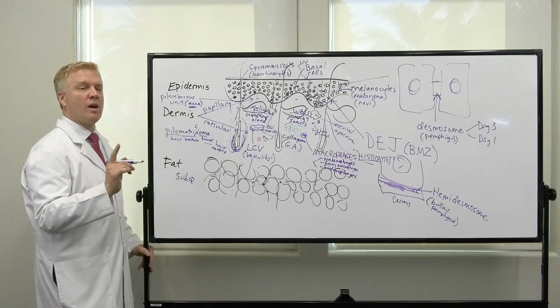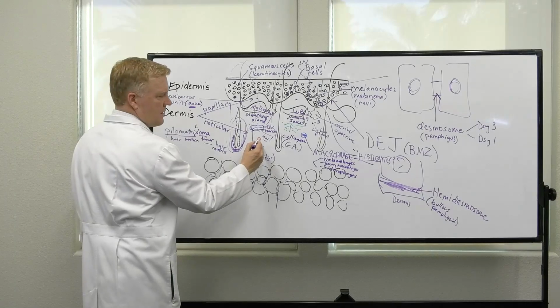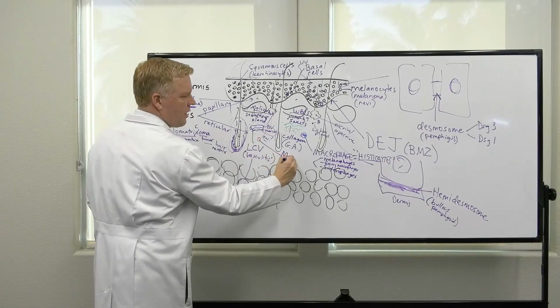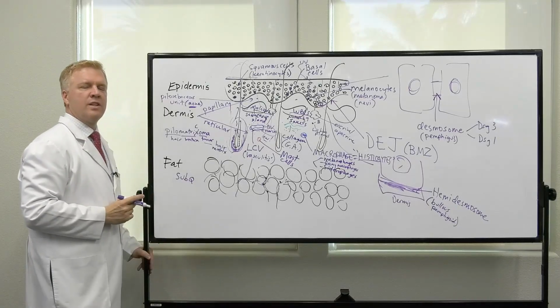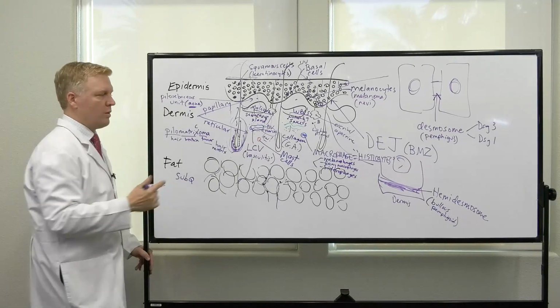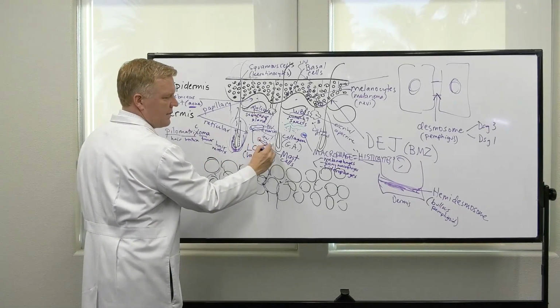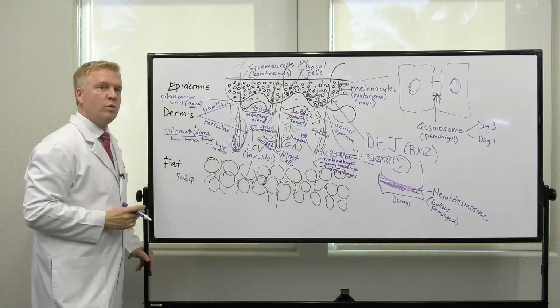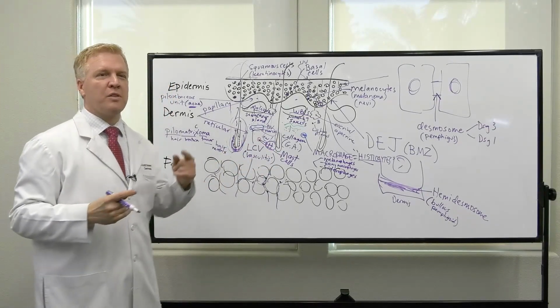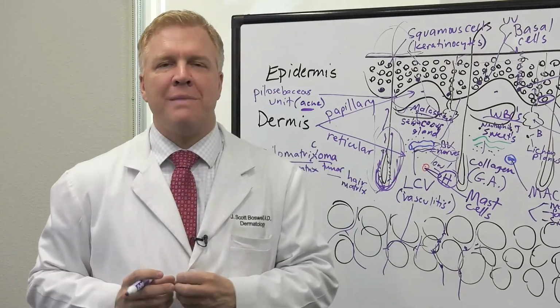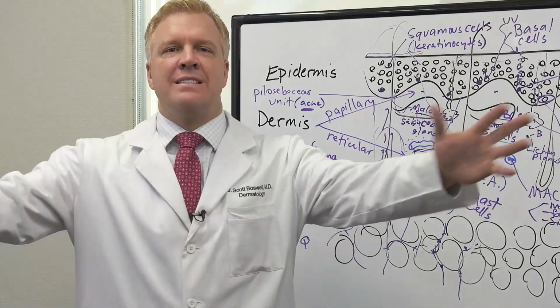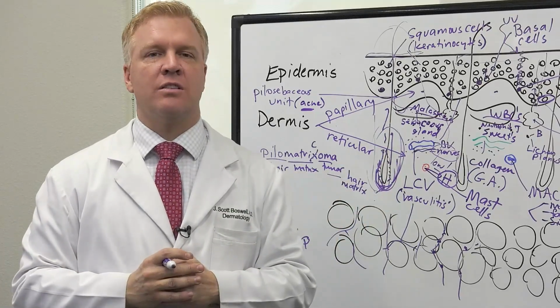Now let's talk about another cell in the dermis. There are also cells called mast cells. Mast cells live in the dermis, and one of the things they do is they release histamine. So when you go out into the pollen or the ragweed or the pet is nearby and you're allergic, your mast cells release a ton of histamine into your skin and into your system.